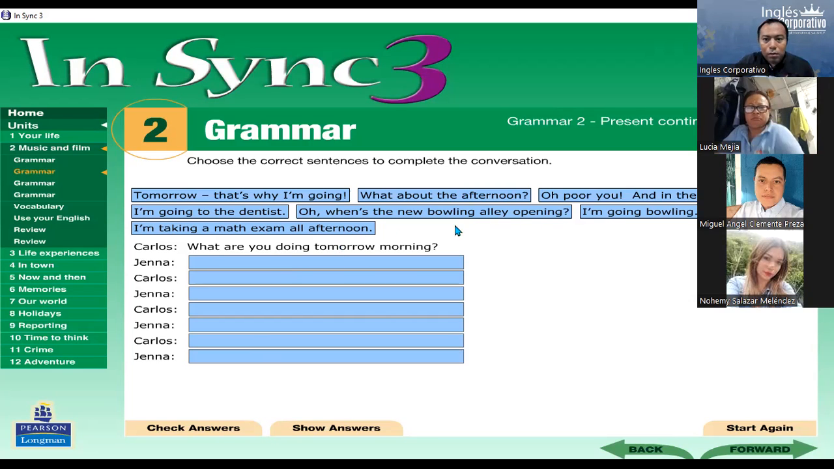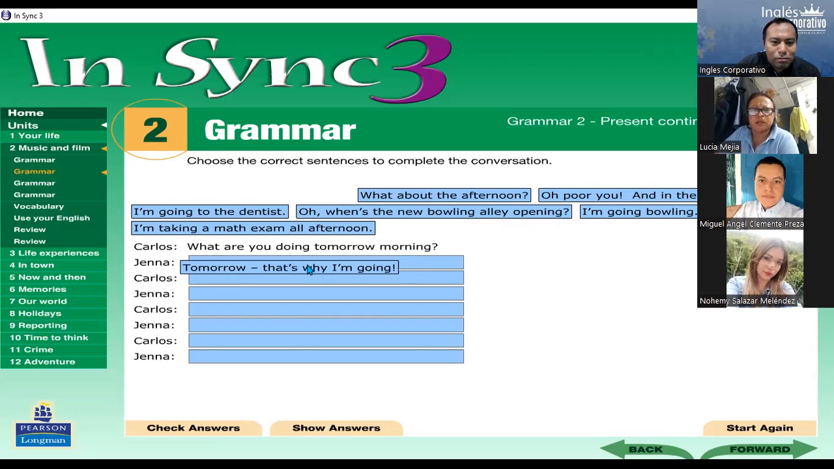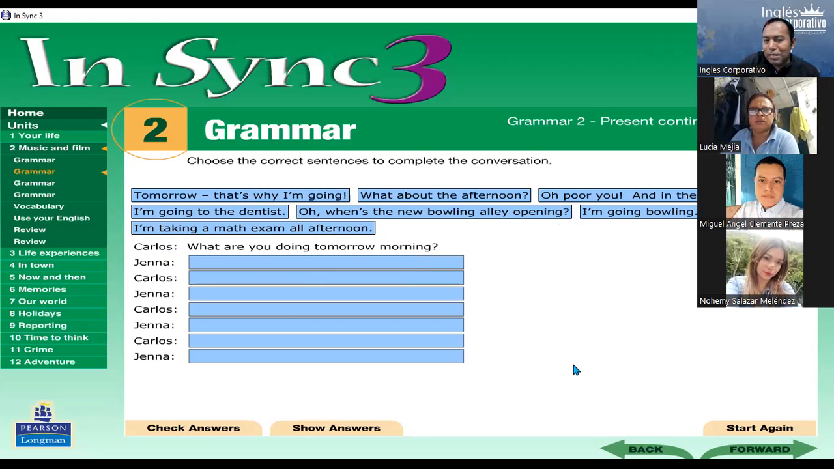Tomorrow. ¿Cuál tomorrow? I'm taking tomorrow, that's why I'm going. No, what are you doing tomorrow morning? ¿Qué estás haciendo mañana en la mañana? Mañana, eso es por lo que, por qué yo voy. No, that's not much, right? No. I'm going to the dentist. Okay, I am going to the dentist. It could be. Next.